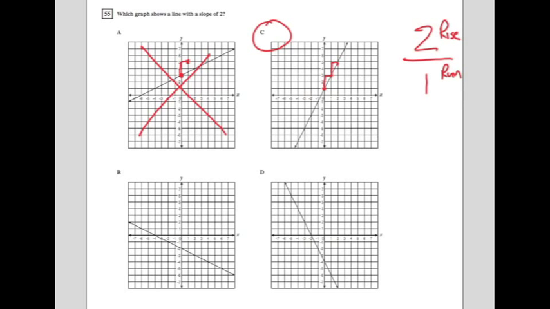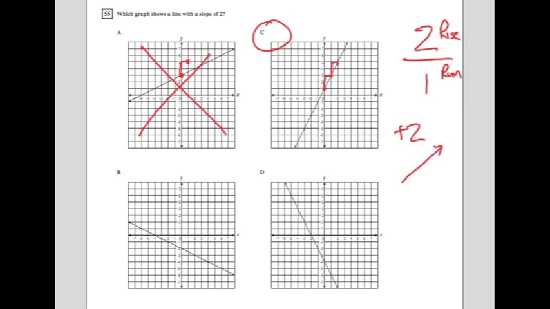Okay, now, I want to show you what B and D are doing and why I know automatically that those are not my lines. It says right here in the question that my slope is 2. So 2 is positive, and whenever you have a positive slope like positive 2, that means your line from left to right is going to be going upward.